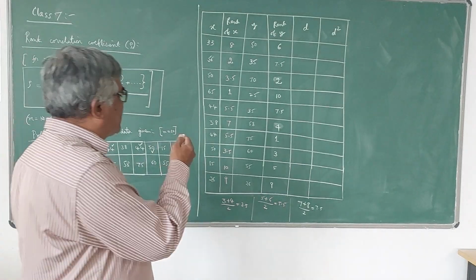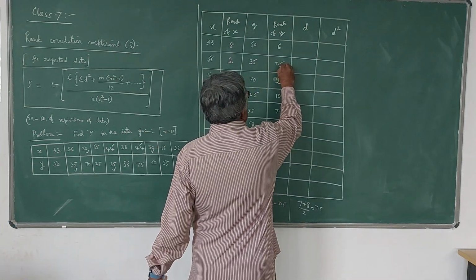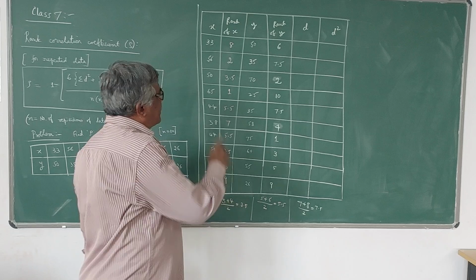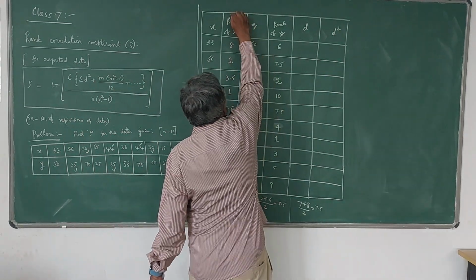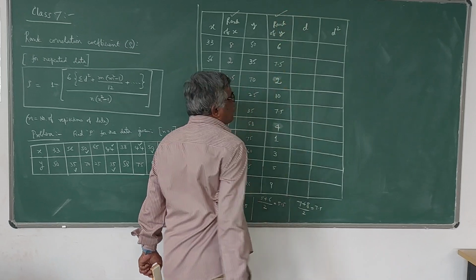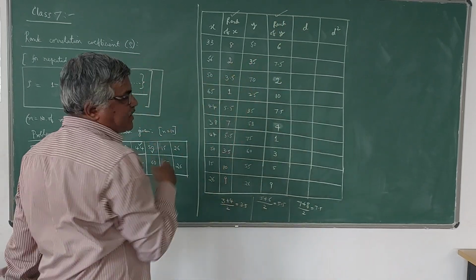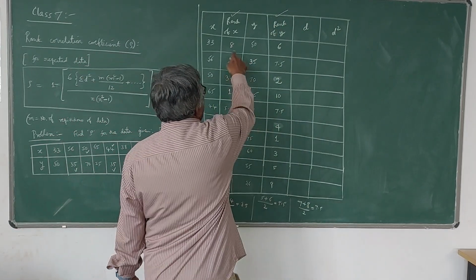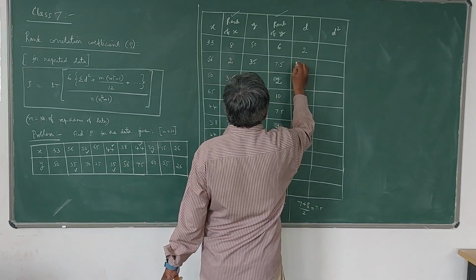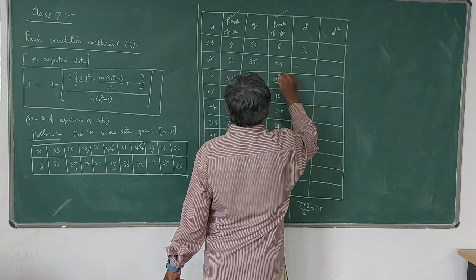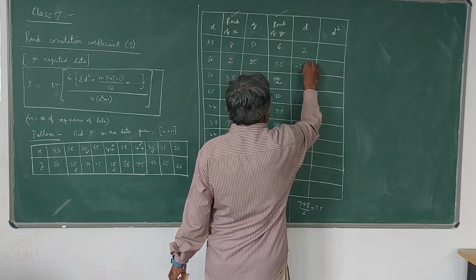Now once these ranks are assigned, then we have to proceed on the same lines. Take the difference between these two, second and fourth column. That will be your deviation. That is D, difference. 8 minus 2, 6 is 2. 2 minus 7.5, it is minus 5.5.